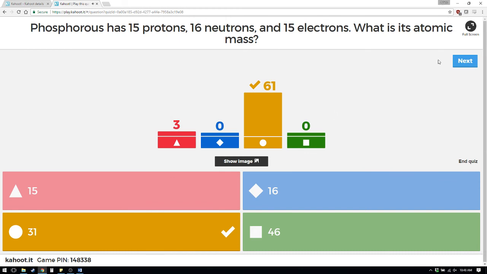Why is that? Protons plus neutrons, absolutely right. So the electrons are near weightless, so we do not include those. If I said, what was the atomic number of phosphorus? What would you say? 15, right? Because that's only based on the protons we have there, right? Because we have different amounts of neutrons, and that makes different isotopes and whatnot.